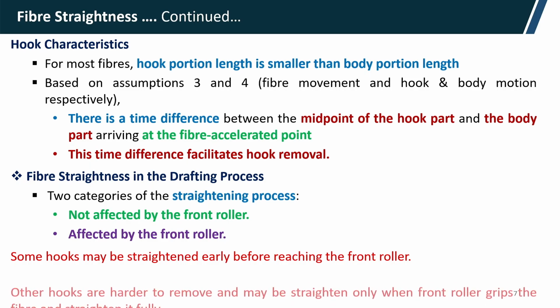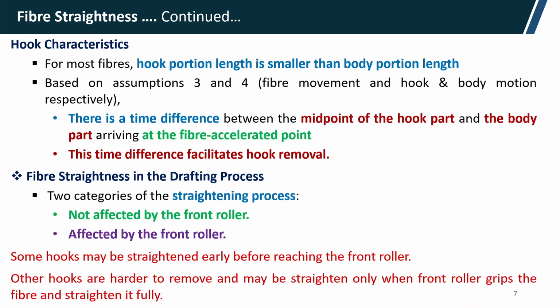So, during travel, this hook will be removed. Other hooks are harder to remove and may be straightened only when gripped by the front roller, which is moving at the higher front roller speed, and straightened fully. So there will be two types of hooks.